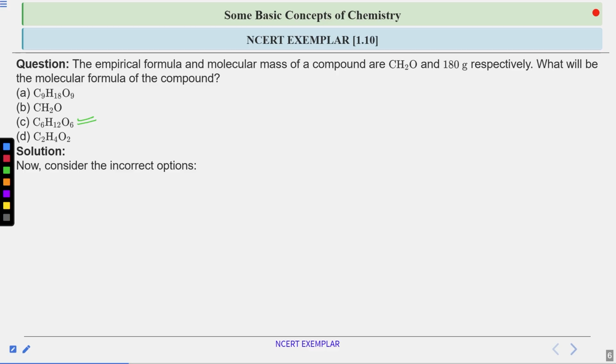Moving on. So these are the incorrect options. You can see it is not possible. This one is itself your empirical formula mass. Moving on to the next question.